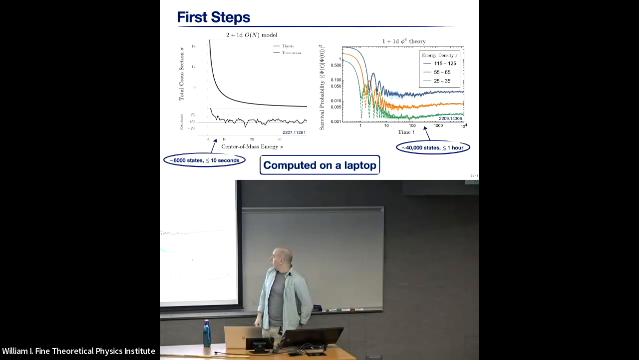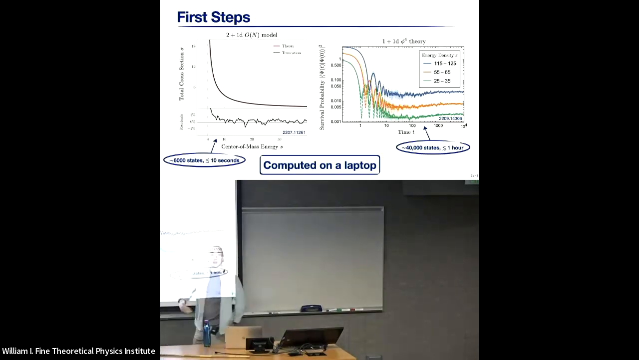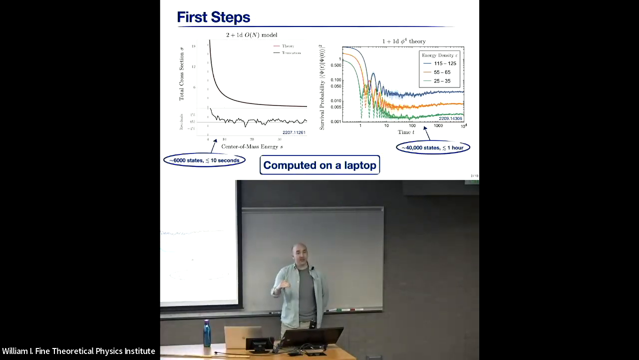push beyond that. But we're not just looking at scattering, we're looking at other things, like, for example, the survival probability, so just the evolution of some state. So if I prepare some, say, initial wave function, and then I evolve it in time, what's the probability of measuring the same state at some later time.